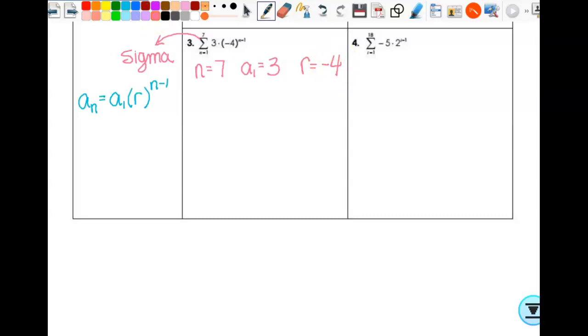Then we can substitute that in. The sum of the 7 terms is the first term times 1 minus negative 4 to the 7th power, over 1 minus negative 4. And be careful with your signs and your parentheses and all that stuff in your calculator. You definitely don't want to get something wrong because of something like that.